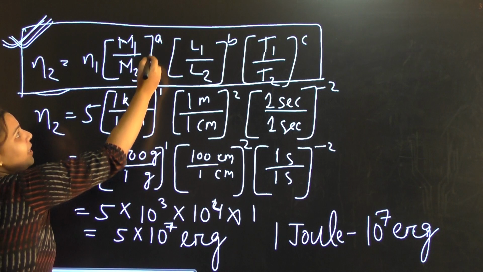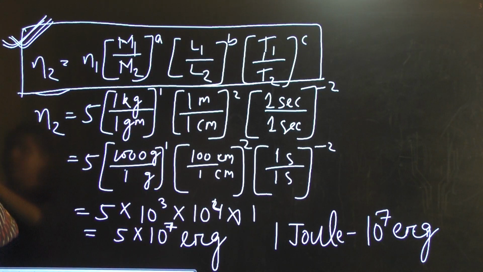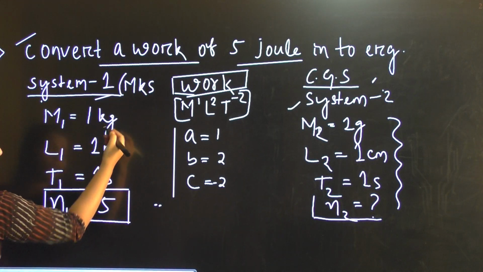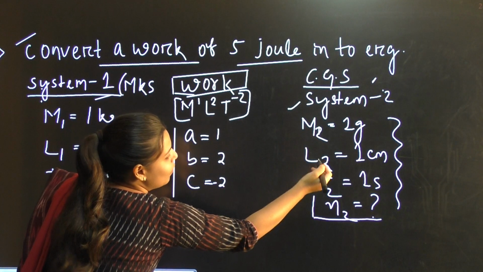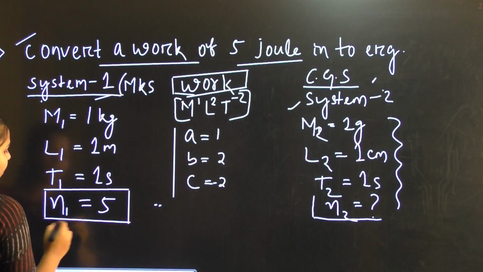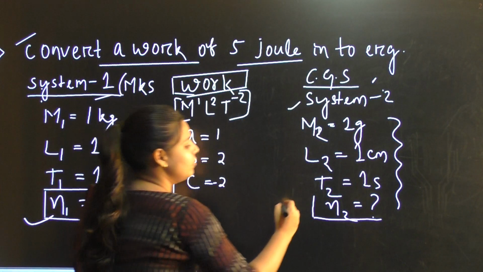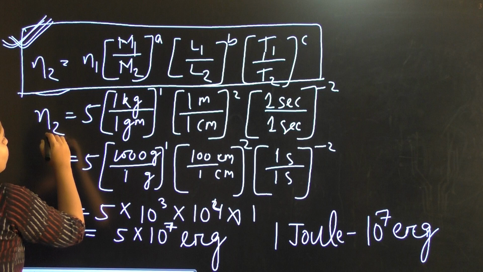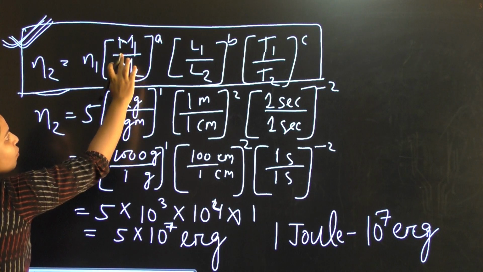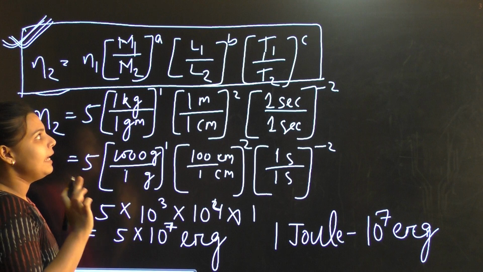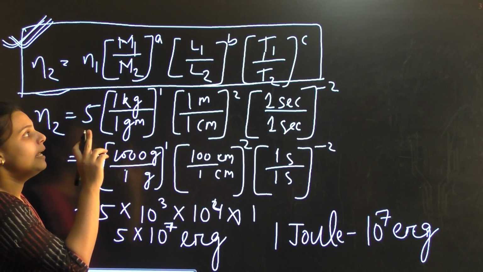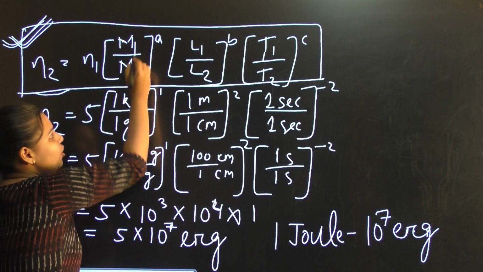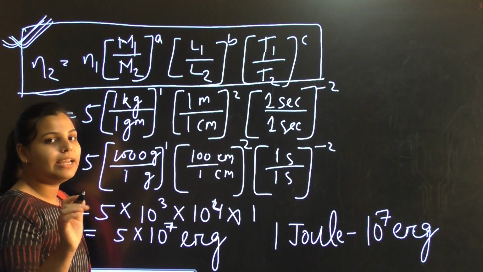Now what are a, b, c? We can write them before this: a, b, c, and M1, L1, T1, M2, L2, T2. N1 is given and we have to find the N2 value. So here N2 is equal to N1 into M1 by M2 whole to the power a, into L1 by L2 whole to the power b, into T1 by T2 whole to the power c. Now we only put in the values.